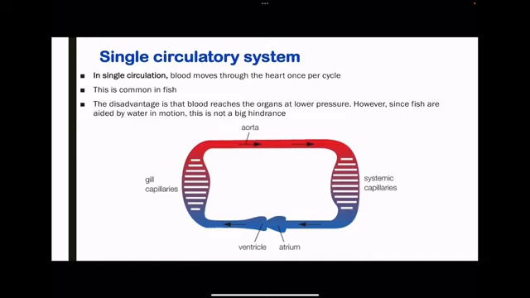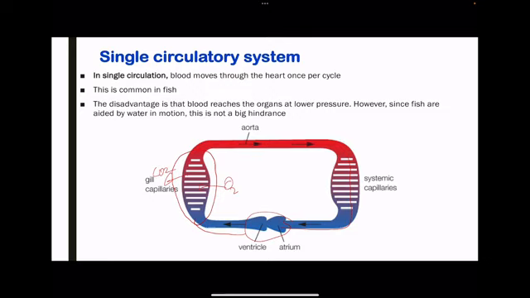Beginning with the single circulatory system, here blood moves through the heart once per cycle, and this is common in fish. So in this case, let's begin with blood coming into the heart. It's going to be pumped to the gills where it's going to gain oxygen, where gaseous exchange is going to occur. Carbon dioxide goes out and then oxygen comes in. When oxygen comes in, this is going to be sent to the rest of the body and then come back to the heart. So this is blood moving through the heart once per cycle.